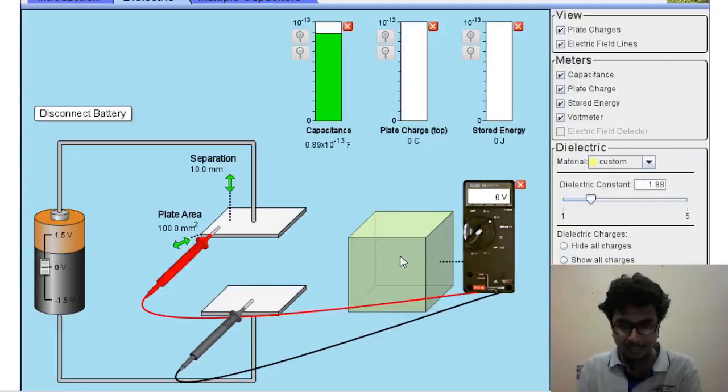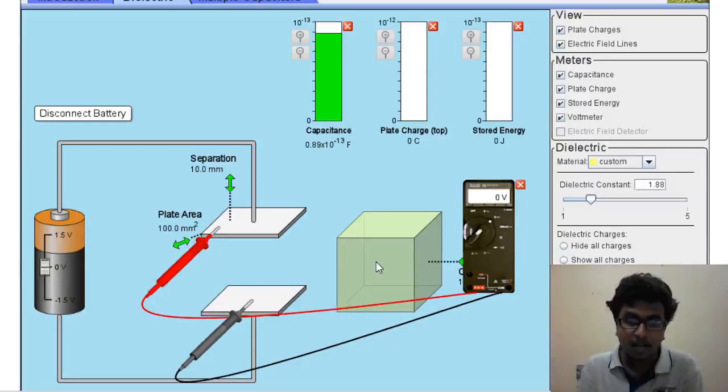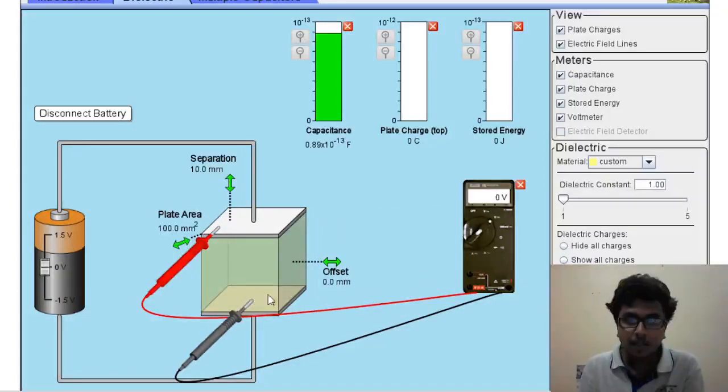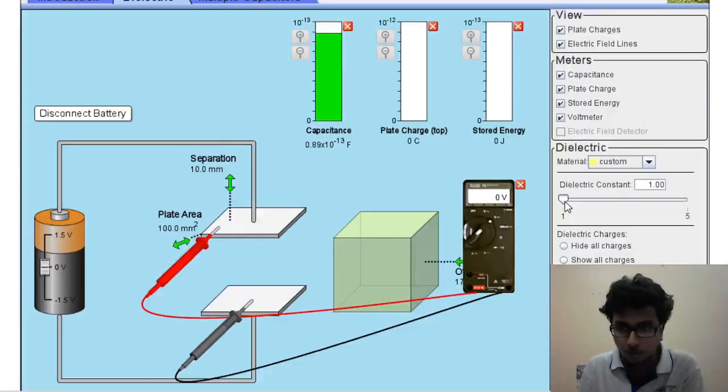Now let's start moving this dielectric inside the capacitor. But before we start moving, we should first change the value of the dielectric constant to a value greater than 1, because at a value of 1 it will behave just like air, and at present air is also present. So if we move this dielectric into the capacitor, nothing will happen because it is acting just like air. But suppose we increase the dielectric constant to some value, or we can even choose a specific material from here: Teflon, paper or glass.